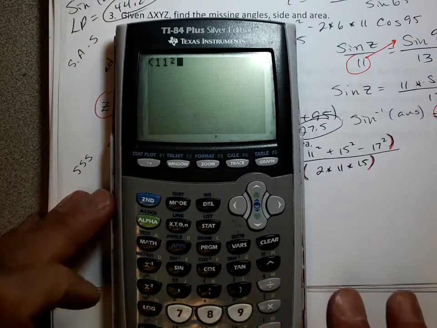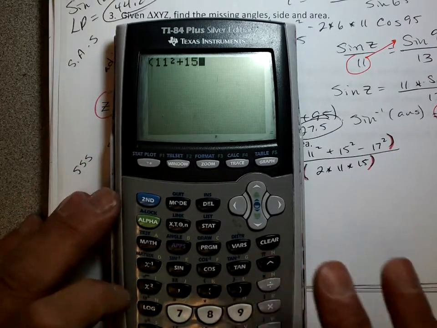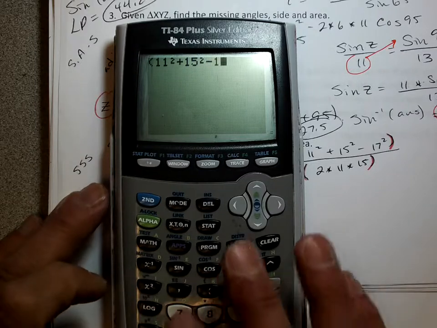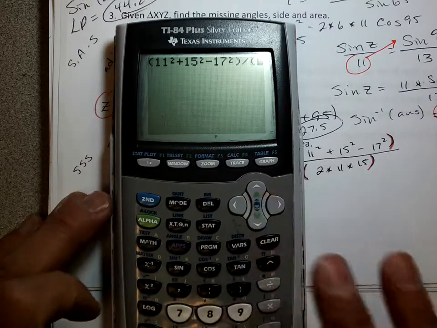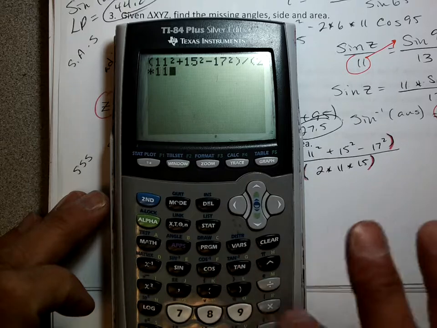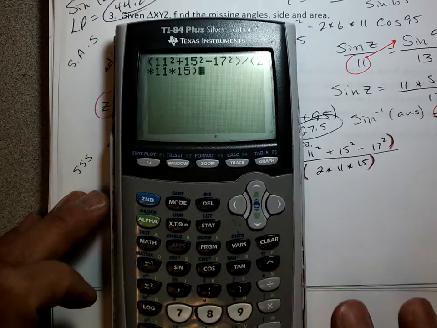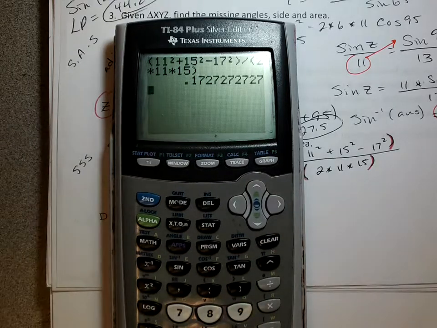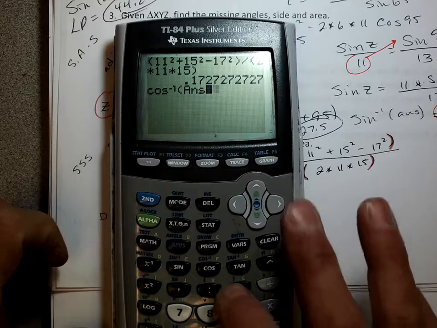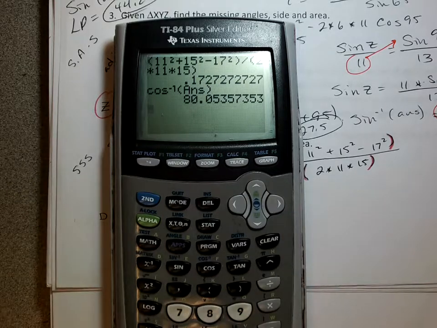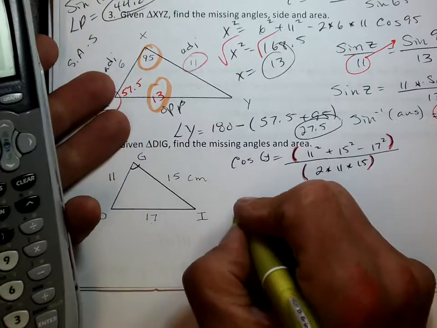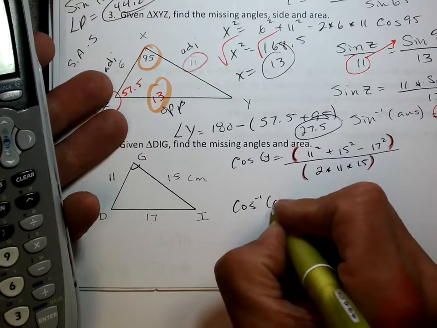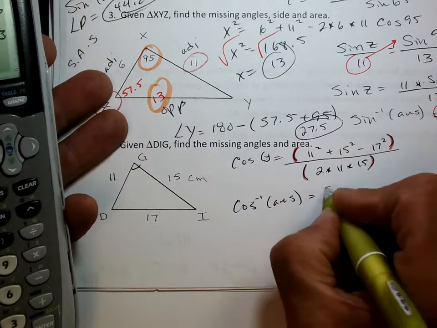11 squared plus 15 squared minus 17 squared, parentheses, divided by parentheses, 2 times 11 times 15. Okay, I get a decimal. Kind of thought so because I'm looking for an angle, right? So I cosine inverse that answer, and I get about 80 degrees.